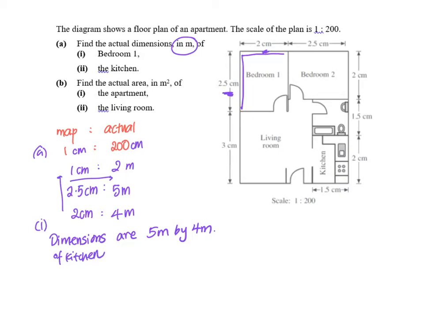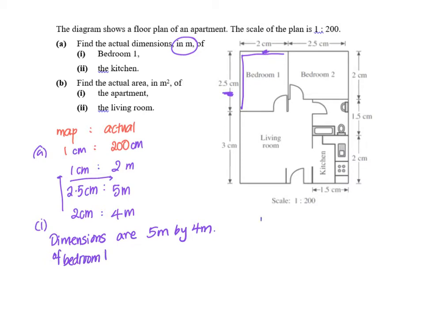Okay? Now let us find the dimension for, no kitchen, this one dimension for bedroom, alamak. Sorry. The more I write, the more mistake I make, right? So next time I don't write already. Dimension of bedroom one.